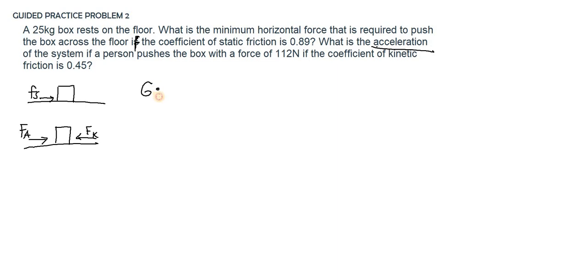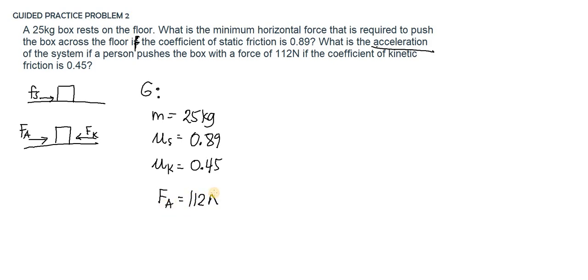So let's identify the given. The mass is equal to 25 kilograms. The coefficient of static friction, mu sub S, is 0.89. The coefficient of kinetic friction is 0.45. And the applied force is 112 Newton. We are asked to find, first, for letter A, F sub S, the static friction, then the kinetic friction, and then the acceleration of the system.